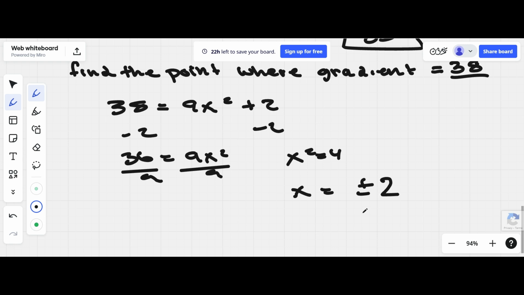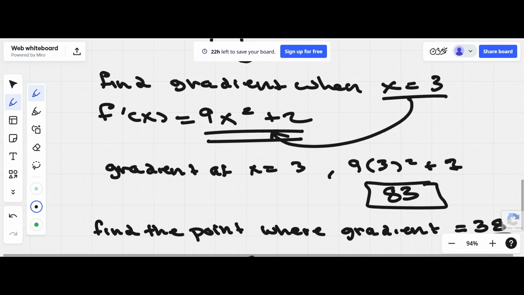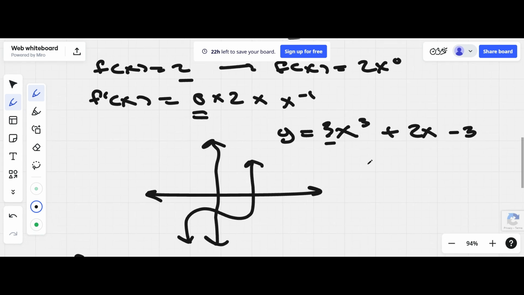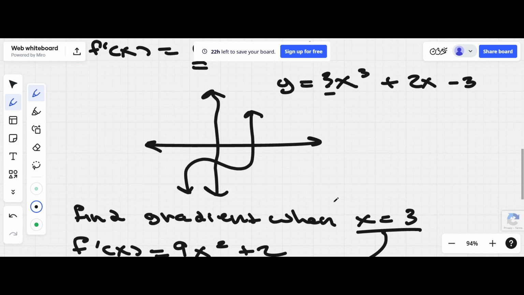Now, how can we find the y? Well, if you said substituting into the derivative, that is wrong because the derivative is in charge of giving you the gradient. It has nothing to do with y. What we do is we substitute into the original equation. So 3x cubed plus 2x minus 3.